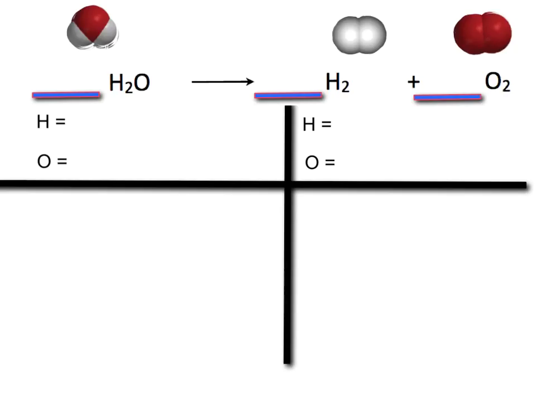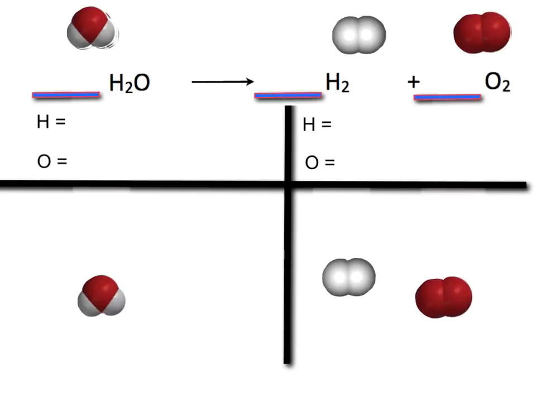Let's try another one with the molecules. So I'm going to bring down one of each because no coefficient means 1. And let's fill in. We have 2 hydrogens, 1 oxygen, 2 hydrogens, and 2 oxygens. So go to the side with the smaller number over here, multiply. So I'll bring down another one and then recalculate.